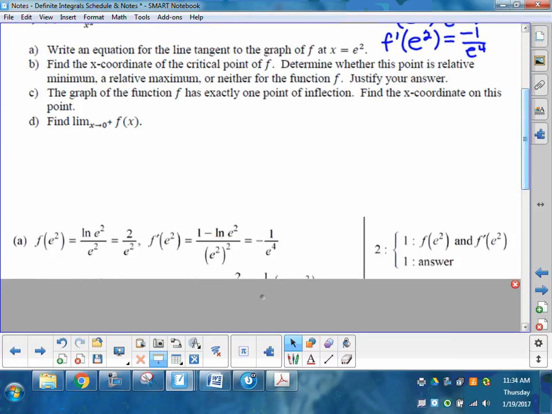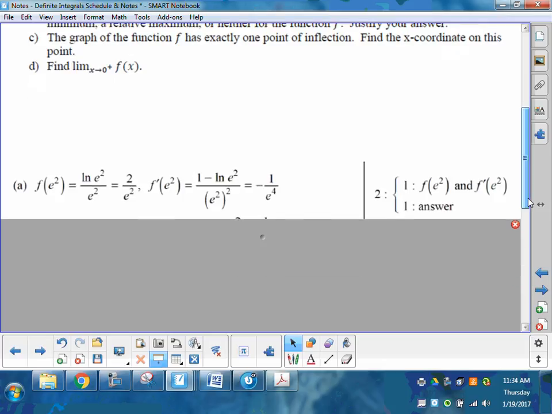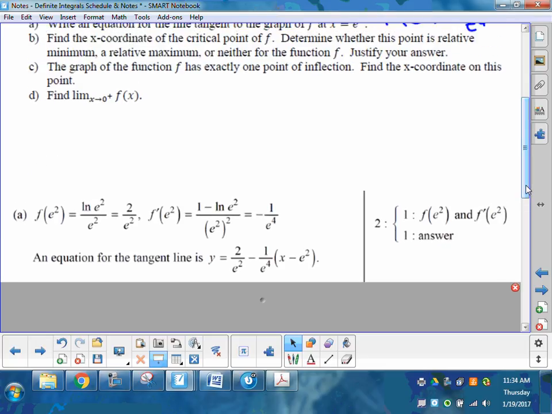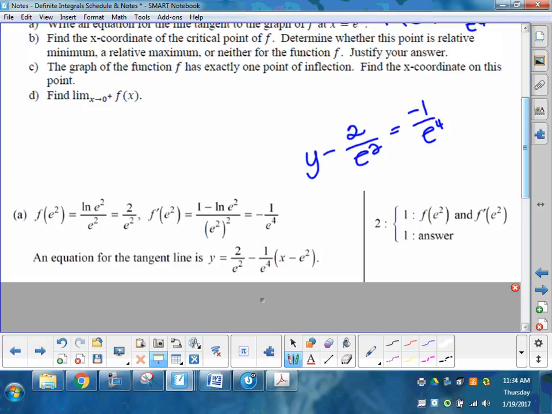So here's the point breakdown. That's what one possible equation of the tangent line is. I would presuppose you gave it in this form: y minus 2 over e squared is equal to negative 1 over e to the 4th times the quantity x minus e squared. Is that how most of you gave it? Okay, that's fine. Any alternate but equivalent form is perfectly fine. If you've clearly indicated your work, you now have enough. You've earned 2 of the points.